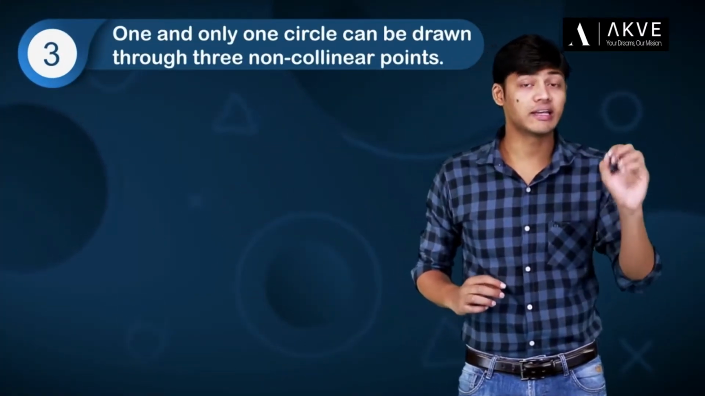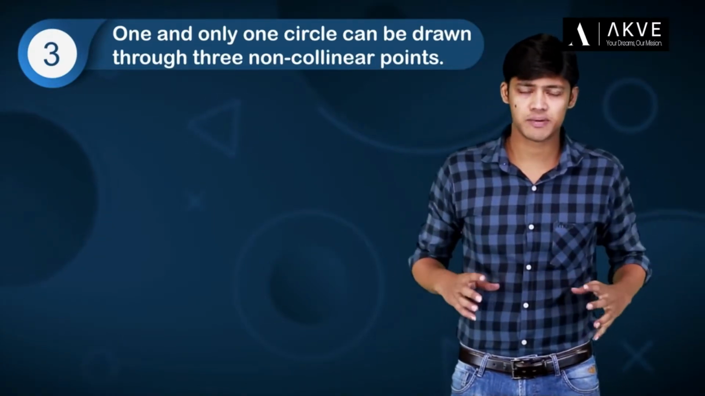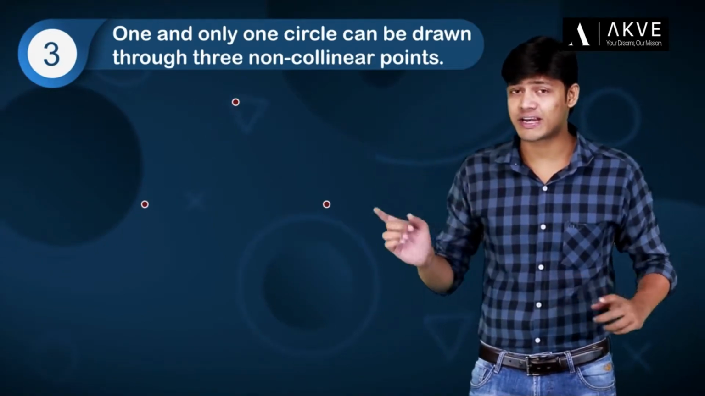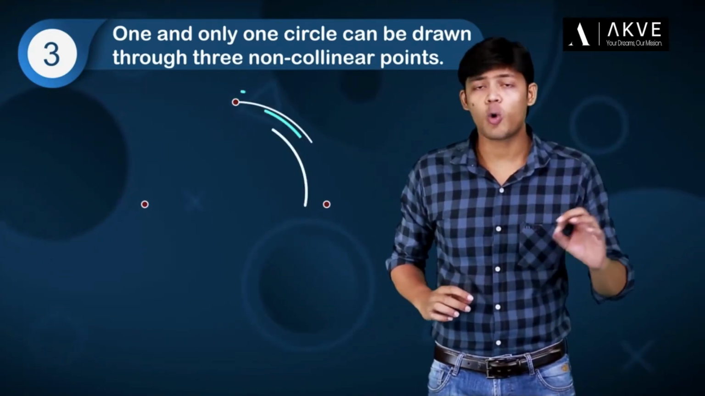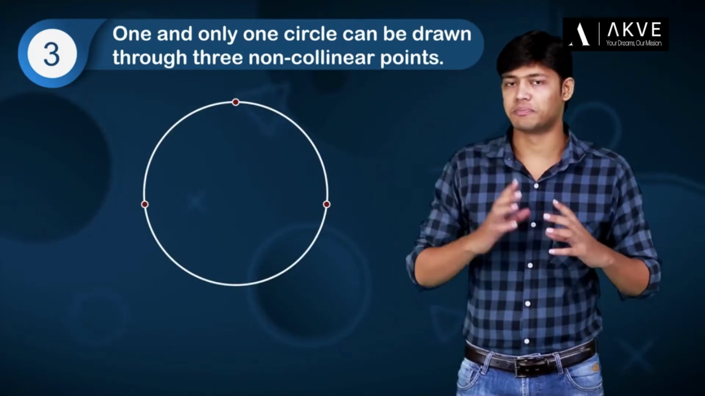The third theorem was one and only one circle can be drawn through three non-collinear points. That is, if there are 3 points which do not lie on a straight line, then we can draw only one unique circle passing through all the 3 of them.